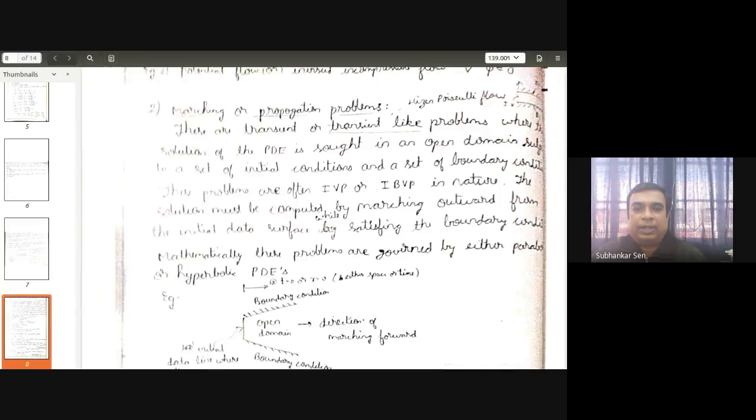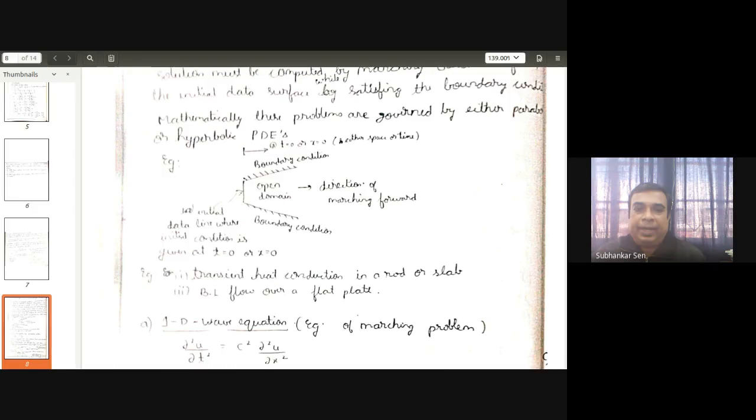So this is the schematic diagram to explain the marching problem. In a transient heat conduction problem or in a boundary layer problem, this is the initial data line where we know the initial condition at x equals 0 or t equals 0. Knowing the initial condition, and satisfying the boundary conditions, we have to travel to the right side. So this is the direction of marching forward.